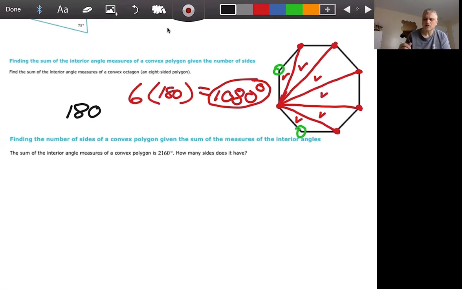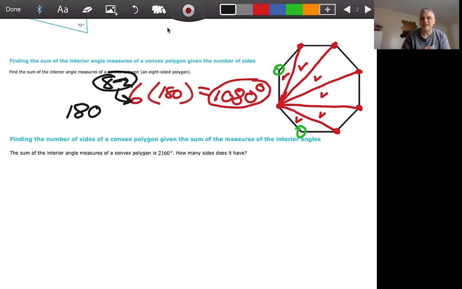How many sides are there? How many vertices are there? There were 8. Because it's the 2 consecutive sides that we don't make triangles from, you take those 2 away from the number of total sides or vertices and then multiply it by 180. That's what we just did. We took 8 for the octagon, an 8-sided polygon. We did 8 minus 2, and that's where we came up with 6.